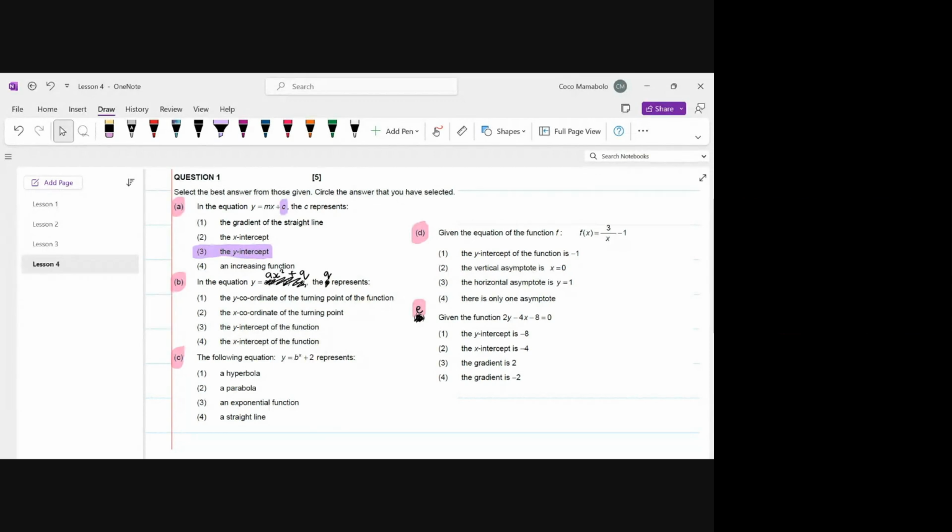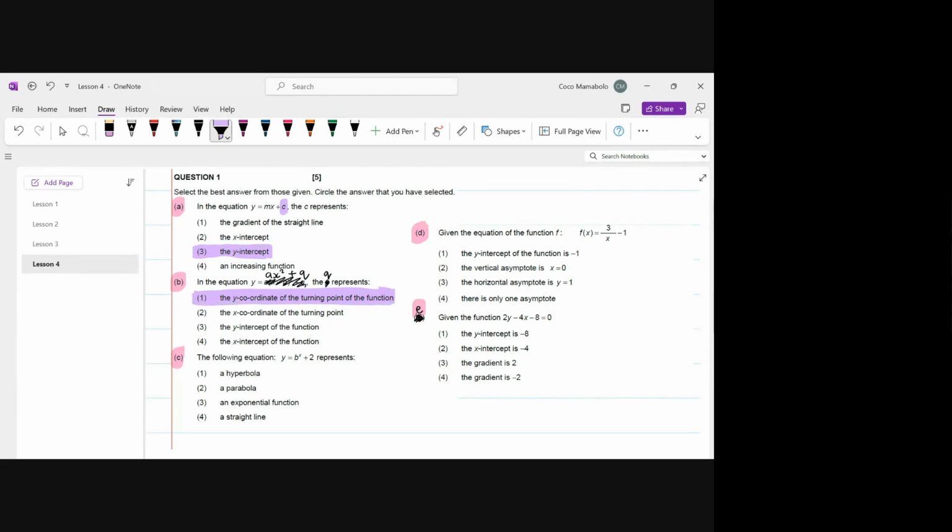All right. It says here, in the equation y is equal to ax squared plus q, the q represents, okay, which one does it represent there? We know that it's a vertical shift, but what else does the q represent? Number 1 is correct. That's it, number 1. It's the y coordinate of the turning point of the function. Correct. So number 1. Okay, the y coordinate of the turning point.